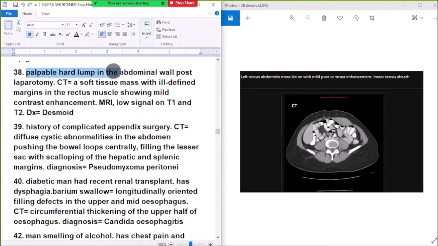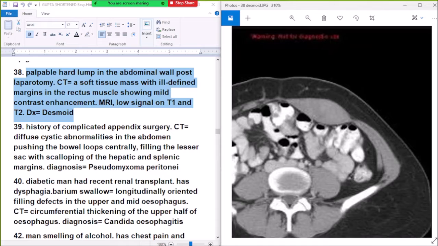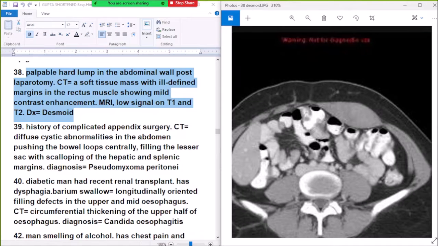Question 38. Palpable hard lump in the abdominal wall, post laparotomy. CT scan shows a soft tissue mass with ill-defined margin in the rectus muscle showing mild contrast enhancement, isointense on T1 and T2. Diagnosis: desmoid. Now again, the CT scan shows a soft mass with ill-defined margin in the rectus muscle with mild contrast enhancement, diagnosis desmoid.